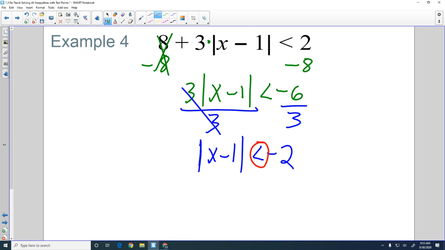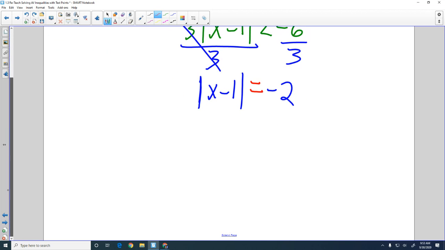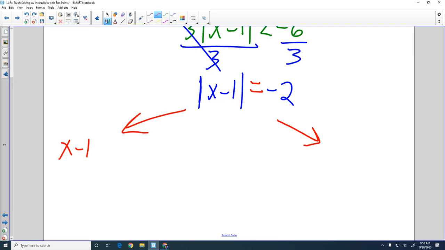However, not everyone's always looking for that. And so that's why I said you can always just use this new technique. We're going to make this an equation and then use some test points. All right, so I've got my 2 problems. And I've got x minus 1 equals negative 2. Over on the right, x minus 1 equals positive 2.